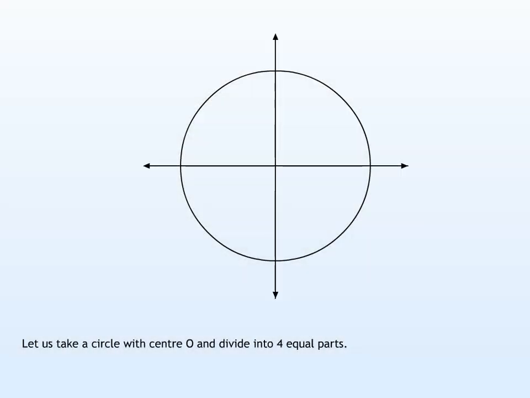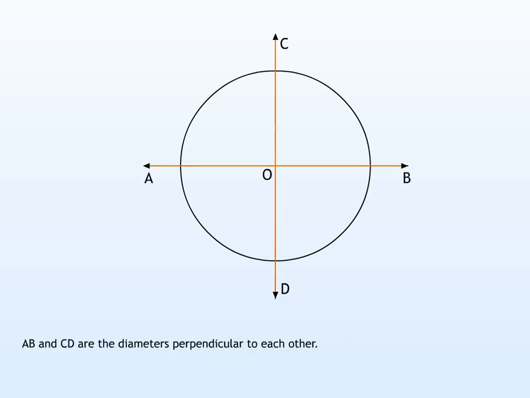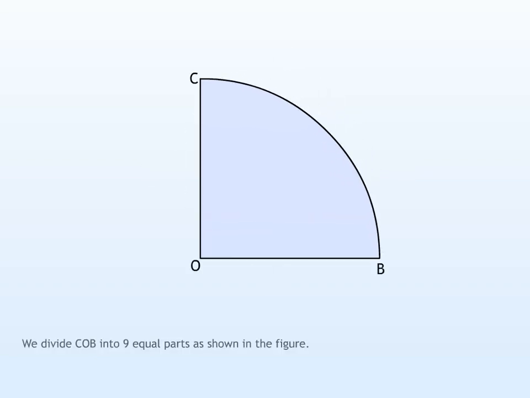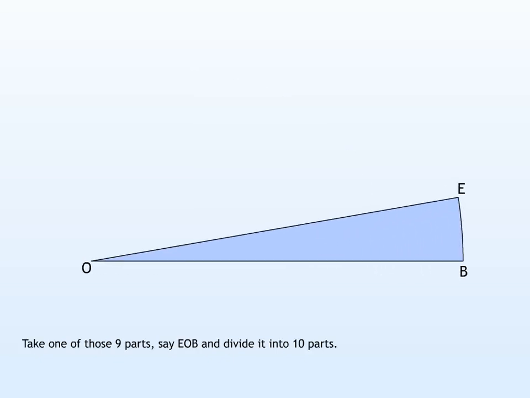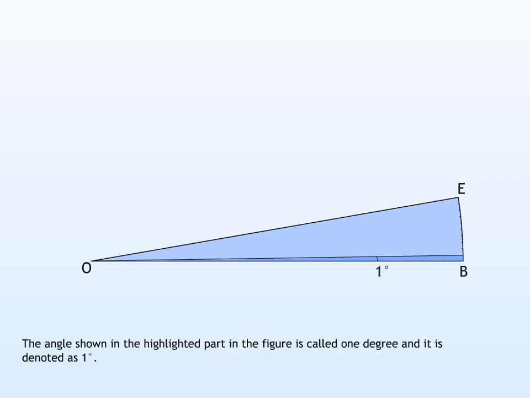Degree measure. Let us take a circle with center O and divide it into 4 equal parts. AB and CD are the diameters which are perpendicular to each other. Concentrate only on the part COB. Now we divide COB into 9 equal parts as shown in the figure. Let us take one of those 9 parts, say EOB, and divide it into 10 parts. Now, the angle shown in the highlighted part in the figure is called 1 degree, and it is denoted as shown here.